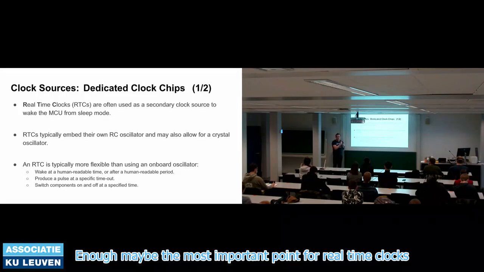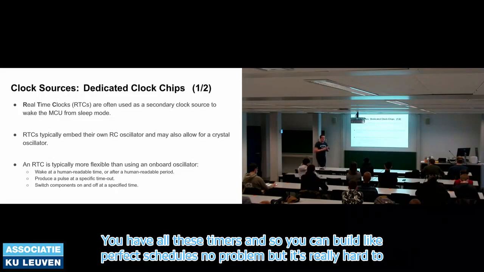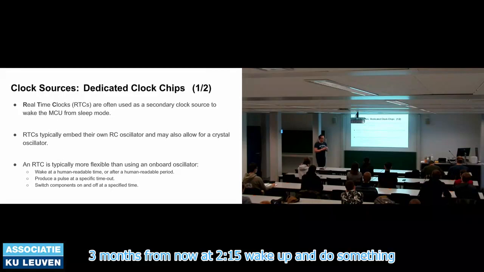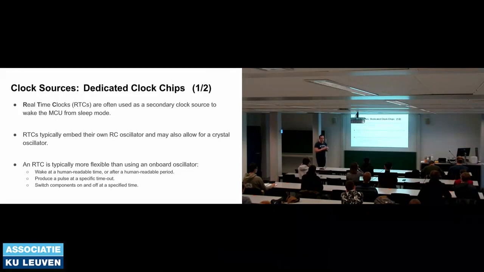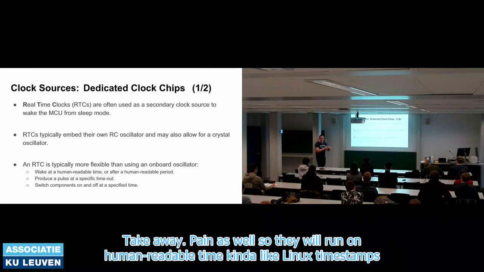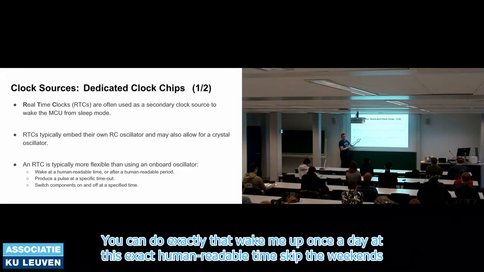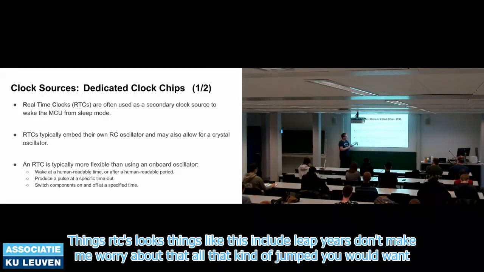And that's maybe the most important point for real-time clocks. On your microcontroller, you have all these timers, and so you can build perfect schedules, no problem. But it's really hard to build in a piece of embedded code: 3 months from now at 2:15, wake up and do something. That's not so easy at all, and you have to store a whole bunch of data to do it. RTCs typically take away that pain as well. They will run on human-readable time, kind of like Linux timestamps. It's all going to have some kind of standard UTC thing there. You can say, wake me up once a day at this exact human-readable time, skip the weekends. RTCs love things like this, include leap years, don't make me worry about that, all that kind of junk you wouldn't want to care about.